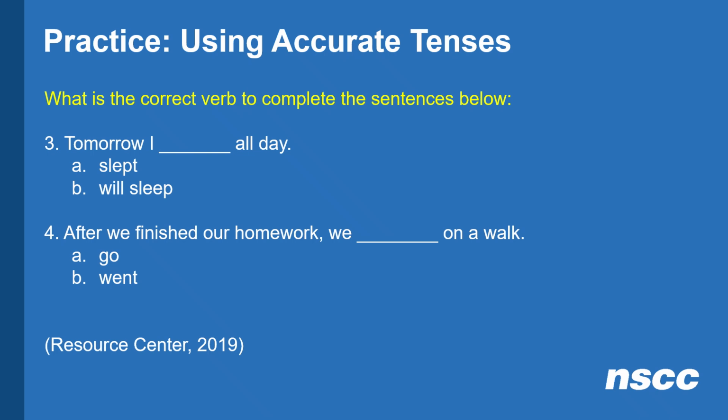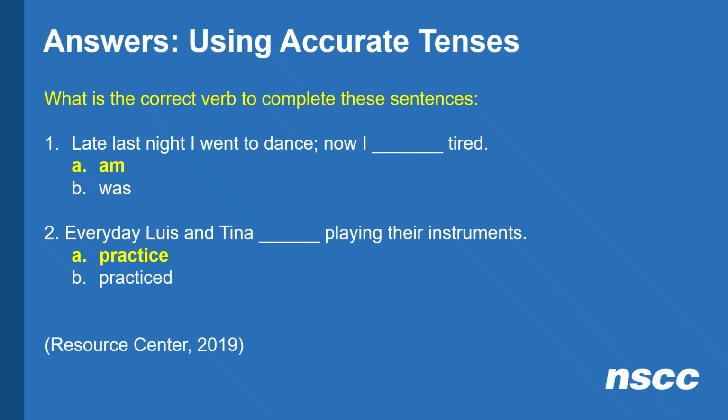Now let's check. Number 1, the correct answer is now I am tired. The word now is a clue to use a present tense. Number 2, the correct answer is every day Luis and Tina practice playing their instruments. The clue here is every day, so we should use the present tense for a habit or a routine.